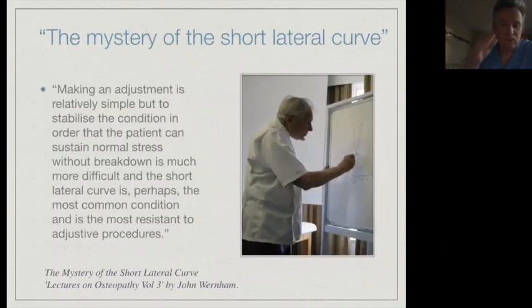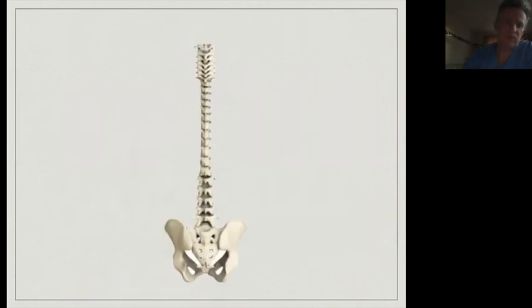And then we come to the whole idea of the lateral curve. This is a little quotation from Mr. Wernham: "Making an adjustment is relatively simple, but to stabilize the condition in order that the patient can sustain normal stress without breakdown is much more difficult. And the short lateral curve is perhaps the most common condition and is the most resistant to adjusted procedures." This was in relation to his discussion on common lesion patterns and the way that the body responds in a quite typical common way to forces, to lateral curvature and so on.